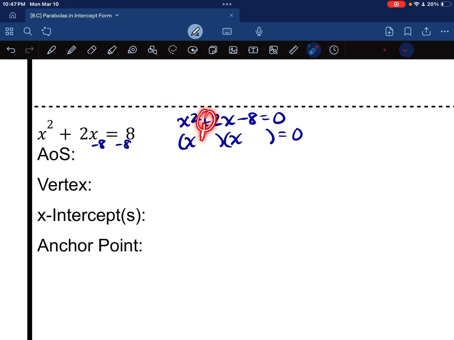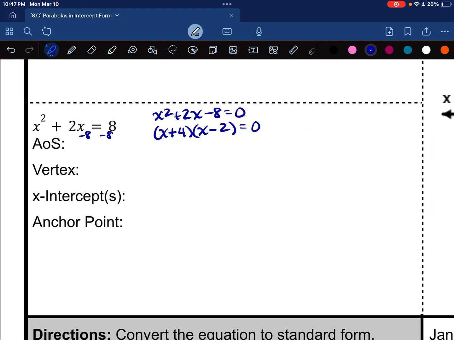So my fall down sign is a plus, he falls down. And with the choice sign of a negative, my parentheses need to have opposite signs. And I say what multiplies to make 8, that subtracts to make 2, and that would be 4 and 2. So there we are, we're in factored form.